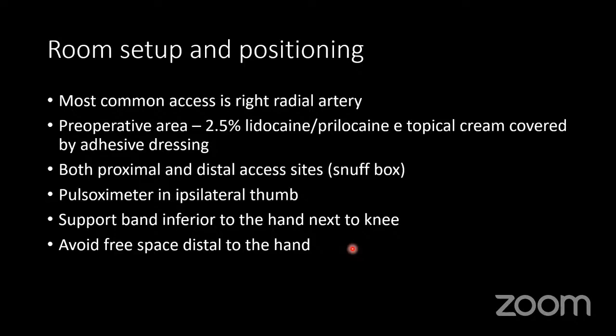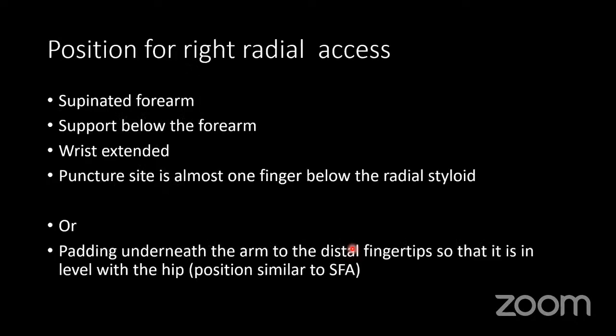And we should consider both proximal and distal access sites depending upon our experience. If you are starting off with radial, better to do proximal, but at the same time we can try distal access also. A pulse oximeter, if kept in the ipsilateral limb, is a very good step, so that we can assess the limb perfusion. And a support band inferior to the hand, next to the knee, and avoiding free space distal to the hand is a good position.